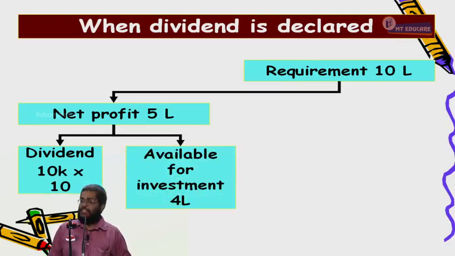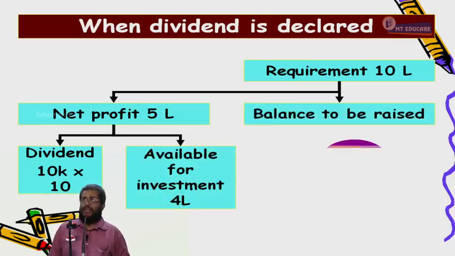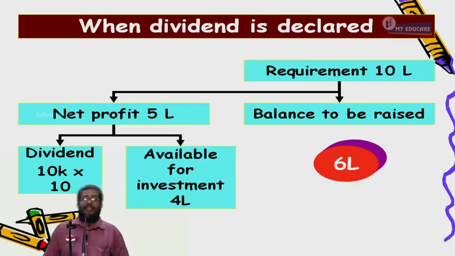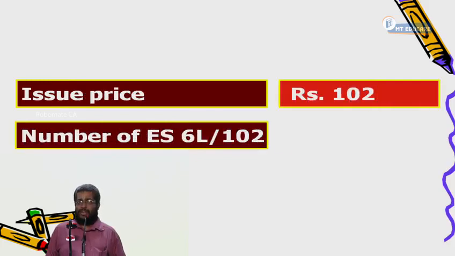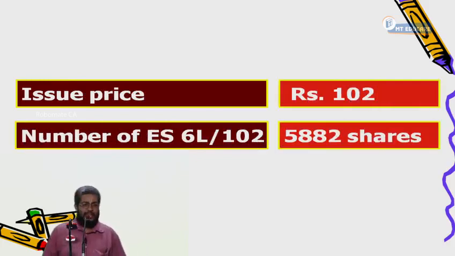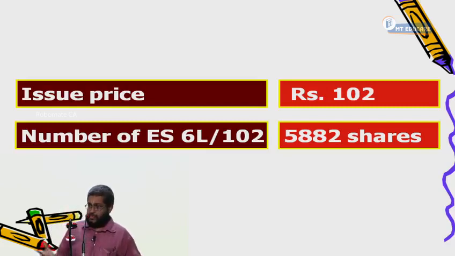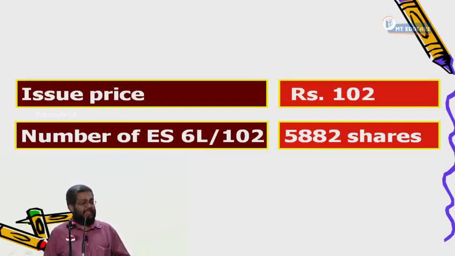And how much should be the fresh issue? So I should raise through the new issue 6 lakhs. This 6 lakhs should be issued at a price of 112 or 102? Once the dividend is declared, it becomes an ex-dividend price, where the price becomes 102. 6 lakhs divided by 102 gives me how many shares? 5,882 shares. Earlier issue was 4,464 shares, now 5,882 shares. Because without dividend, fewer shares are enough. With dividend, more shares are needed and the price gets diluted.